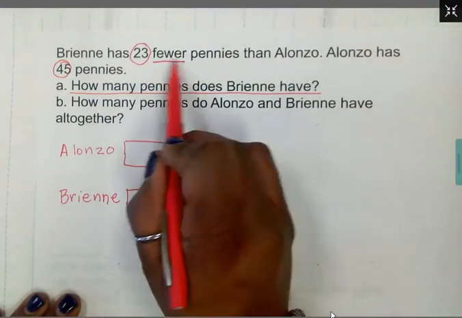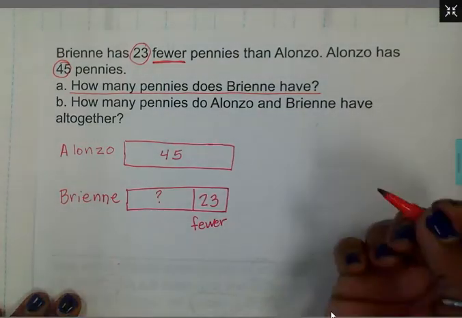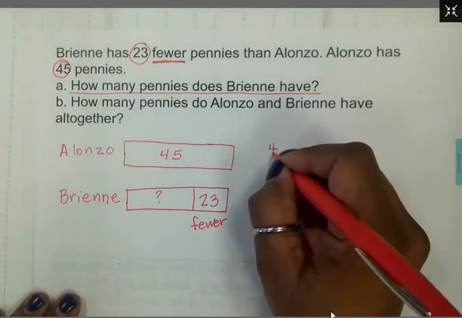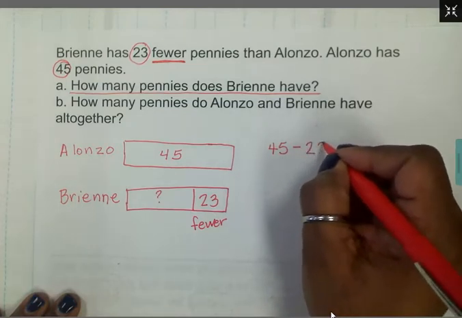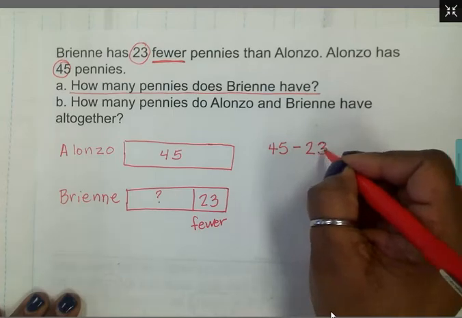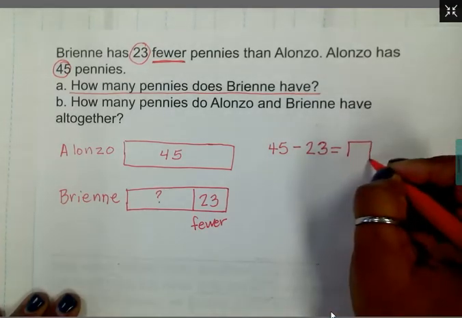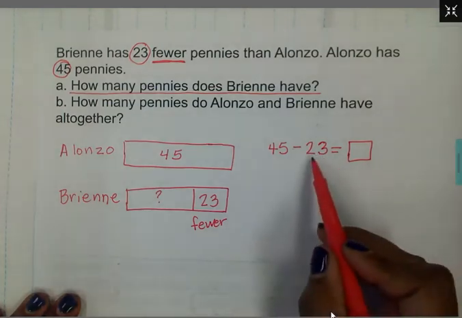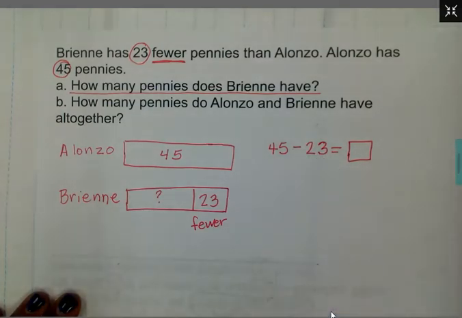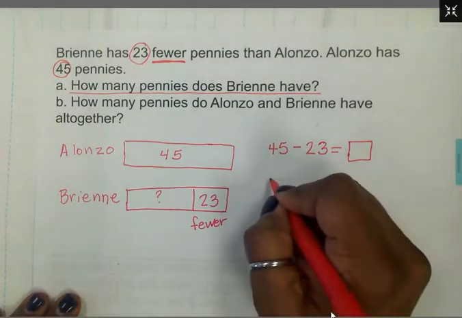Fewer, so that means what are we going to do? We are going to subtract. So let's set up our subtraction problem. 45 minus 23. That is what we are trying to figure out because we need to know how many pennies Brienne has. And with her having fewer than Alonzo, we are going to subtract. What strategy do you think we should use right here? Let's try the arrow way.